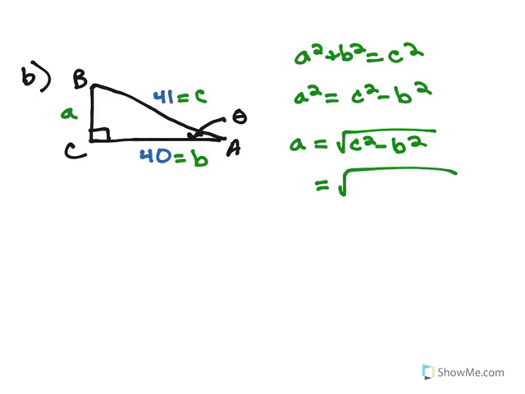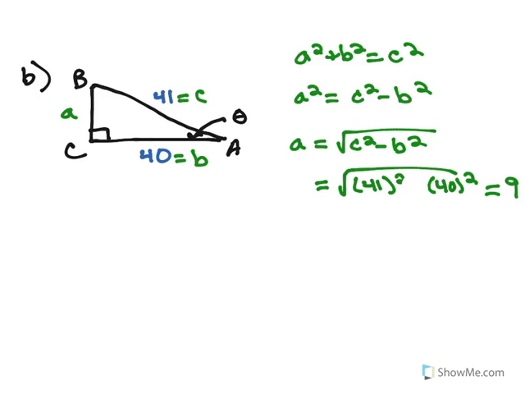Well, these are big numbers. I cannot do these in my head. I'm going to get the square root of 41 squared plus 40 squared. That comes out to be, somebody do it for me. I say it comes out to be 9. Am I right?